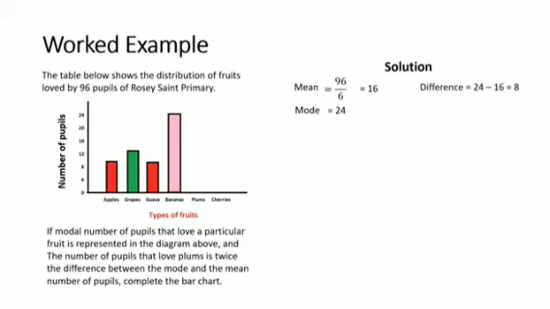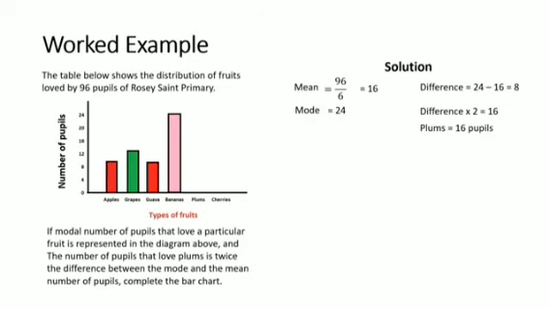The difference between the mode and the mean will be 8. That is, 24 minus 16 equals 8. The difference, when multiplied by 2, gives me 16. 8 times 2 equals 16. This represents the number of pupils who love plums. So the number of pupils who love plums is 16.